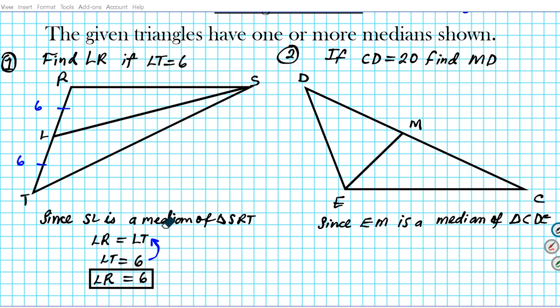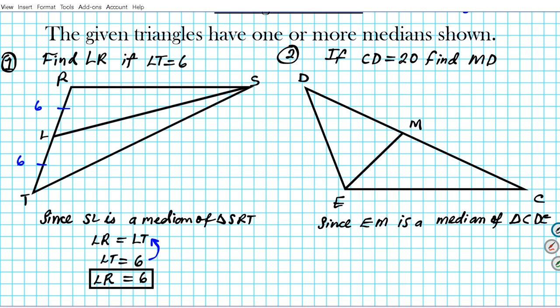Okay, I forgot to write that in number 1. So SL is the median of triangle SRT. So since EM is the median of triangle CDE, then what equation can we write that relates what we're given, which is CD, the entire length, with what we're looking for, which is MD? So what kind of relationship do we have between the given and what we have to find? Well, the relationship is as follows.